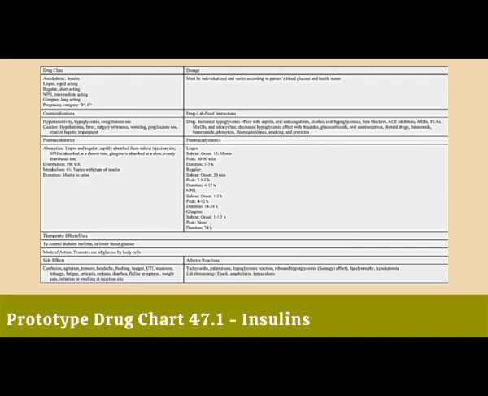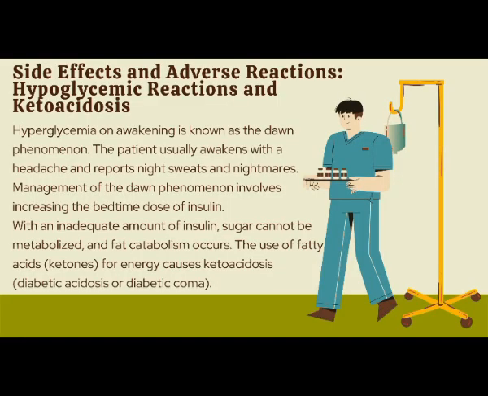Hyperglycemia on awakening is known as the dawn phenomenon. The patient usually awakens with a headache and reports night sweats and nightmares. Management of the dawn phenomenon involves increasing the bedtime dose of insulin.